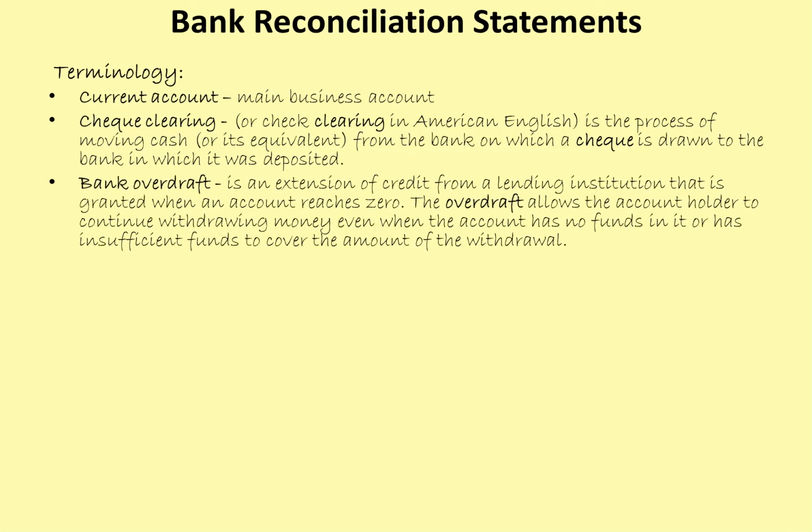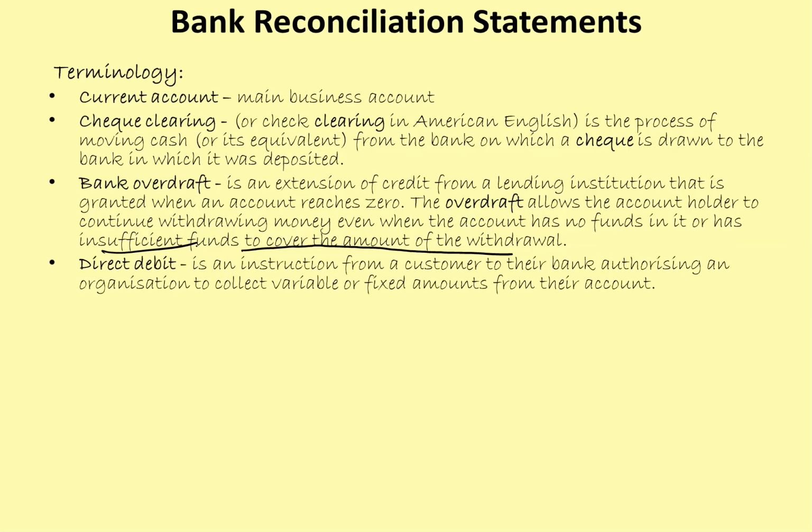A bank overdraft is an extension of credit from a lending institution that is granted when an account reaches zero. The overdraft allows the account holder to continue withdrawing money even when the account has no funds in it, or it has insufficient funds to cover the amount of the withdrawal. So with insufficient funds there, basically it is a short-term loan or an extension of short-term credit.